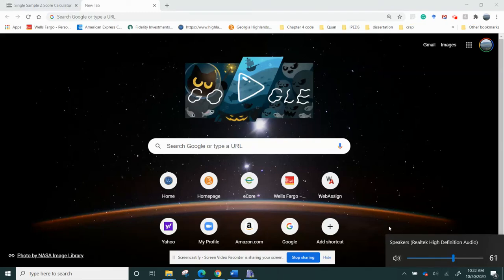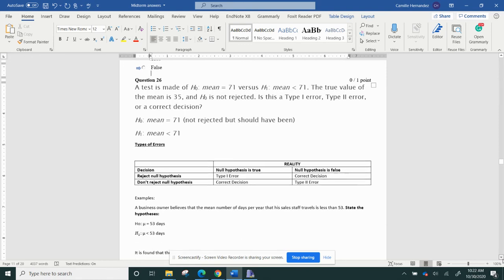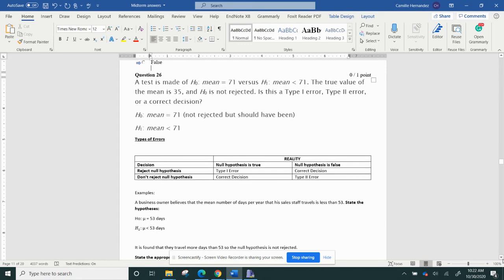Hi, I'm going to go ahead and keep going on our final exam review, and I'm going to answer some of the questions. Okay. So question 26 says, a test is made of the null hypothesis where the mean equals 71 versus the alternative where the mean is less than 71. The true value of the mean is 35, and the null hypothesis is not rejected. Is it a type 1, type 2, or a correct decision?